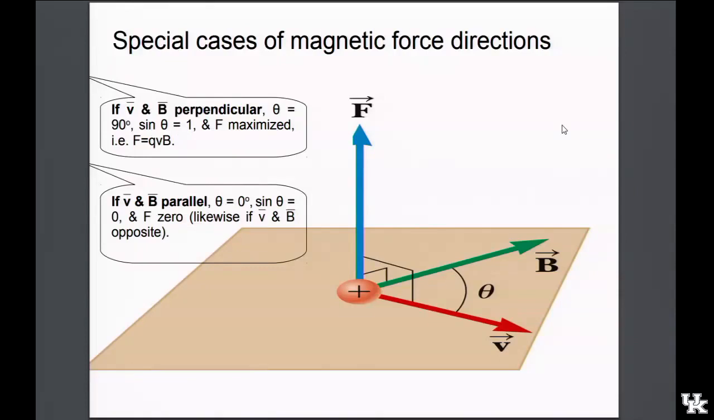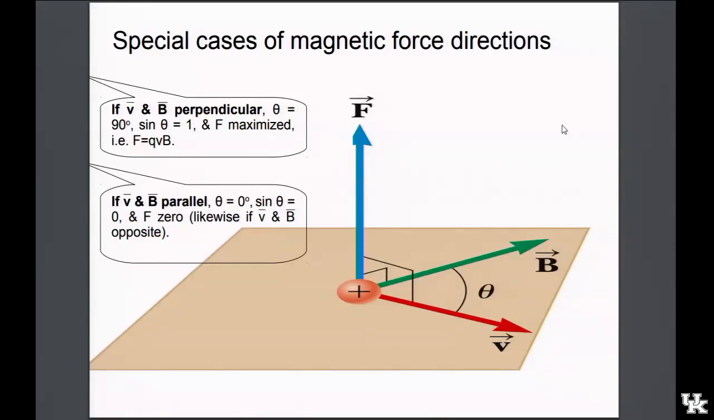There's a couple of interesting special cases about magnetic forces I want to mention. So one is, if you remember the field equation, it says that magnetic force is Q, V, B, sine theta. And theta is this angle between the direction of the velocity vector and the magnetic field vector.